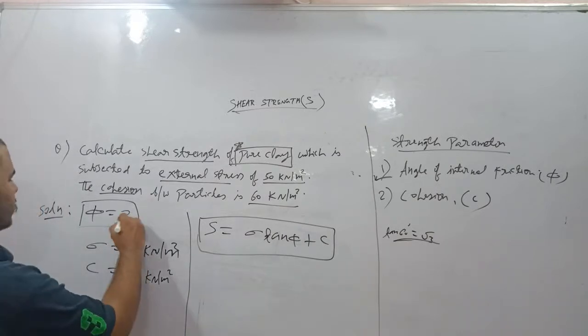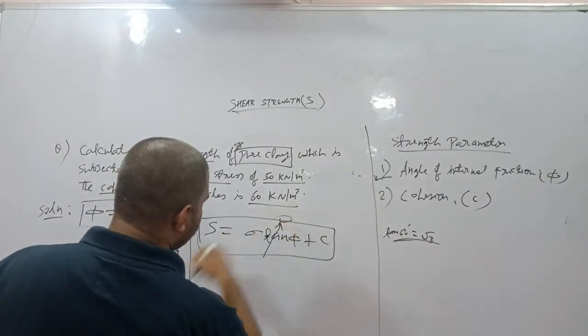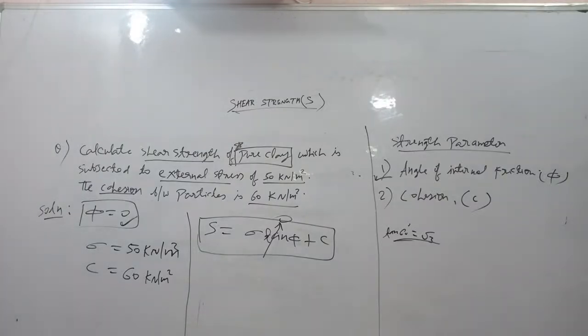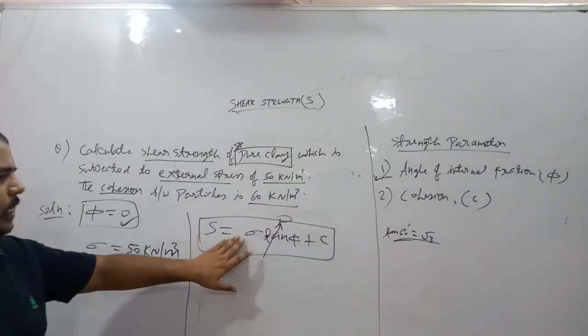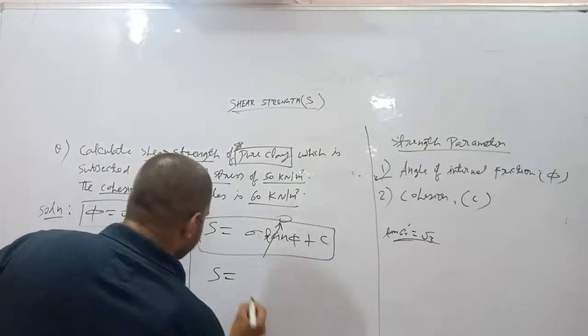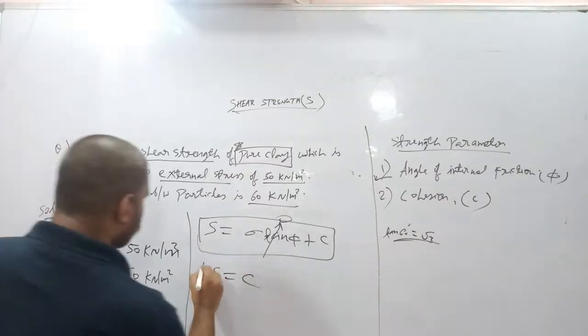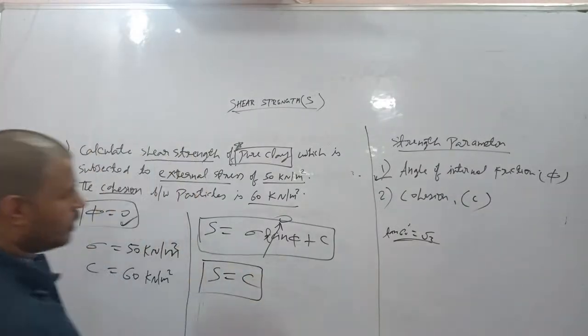It means this whole value will become what? This whole value will become 0. Okay. So this sigma tan phi portion will be removed. So actually the shear strength for this pure clay soil will be equal to the cohesion of the soil. So S is equal to C will be the formula for this question.